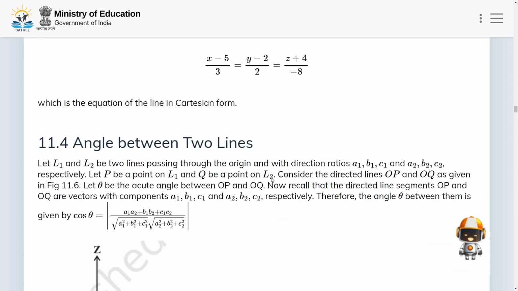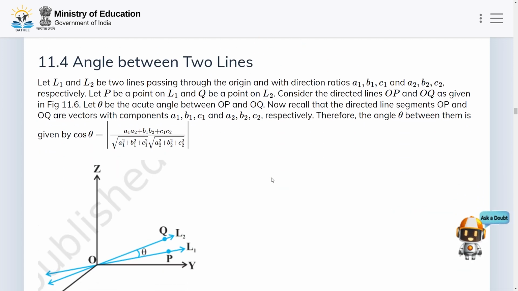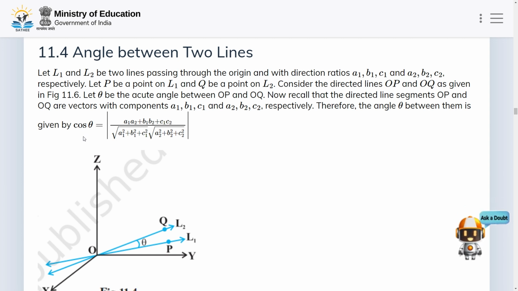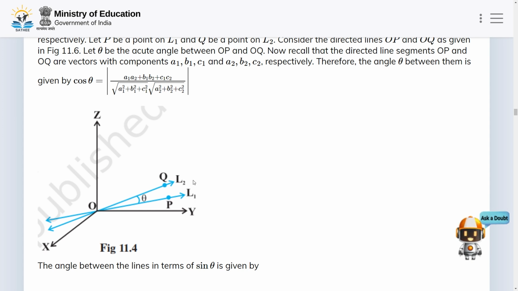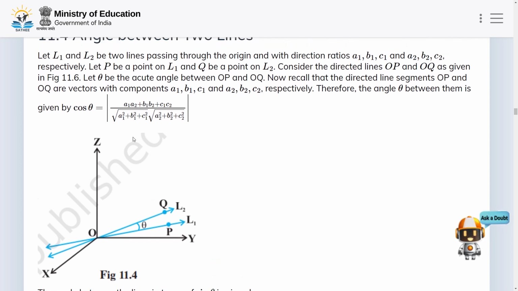Directly you can write. Now, angle between two lines. If you are provided two lines, how will you find the angle? Suppose L1, L2 are two lines passing through the origin with direction ratios A1, B1, C1 and A2, B2, C2 for L1 and L2 respectively. Let P be any point on L1 and Q be any point on L2. Consider the directed lines OP, OQ as given in this figure. Now, theta is the acute angle between OP and OQ.